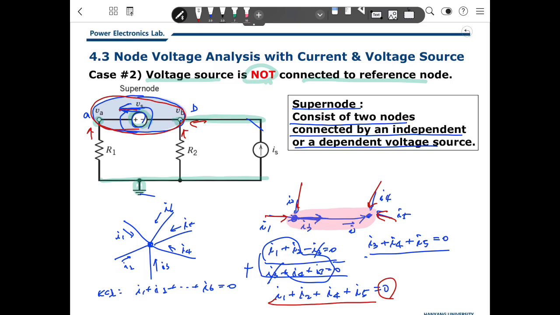Then we don't need to calculate the value of the current between the two nodes. We don't care about that, because our concern is only the currents going through the branches into the supernode.